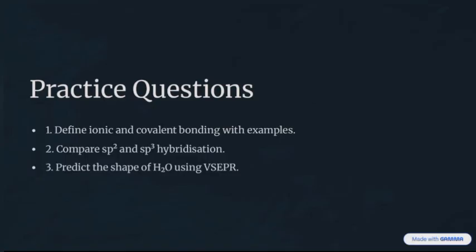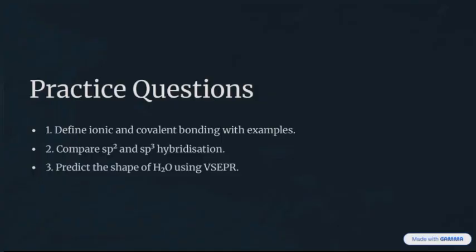I think this one will be a practice question for you. I believe by now everybody should be able to say what ionic bonding is, and also what covalent bonding is, and give examples. And you should be able to explain the difference between SP, SP2, and SP3 hybridization, because that's what this question is about. They say you should compare them, so what you are trying to do is tell how they differ from each other and what makes up each of them.